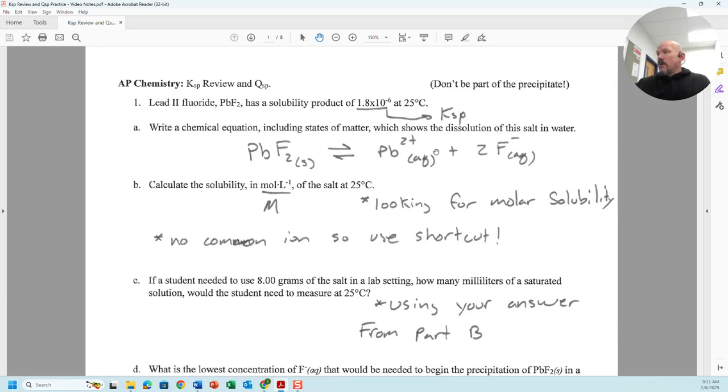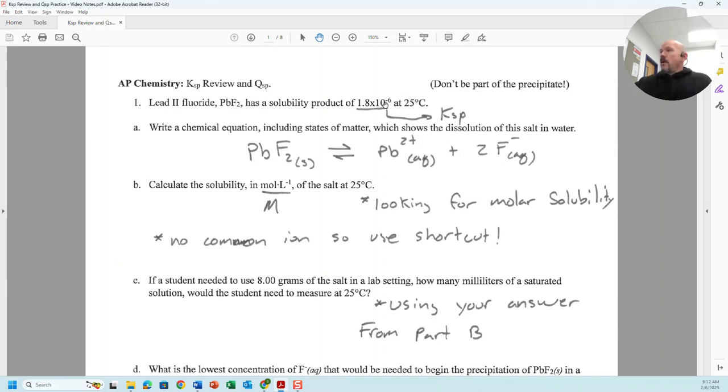Remember, you don't include a water molecule. If you're doing a Ka or a Kb, where you have to show an acid acting like an acid in water or a base acting like a base in water, you have to include the water molecule. But if you're doing solubility product, it's just the solid salt on this side yielding aqueous ions. But it's important to note that you get 2 fluorides.